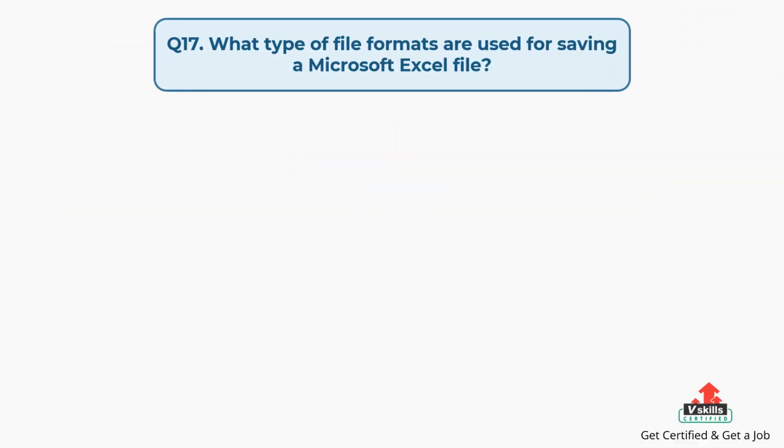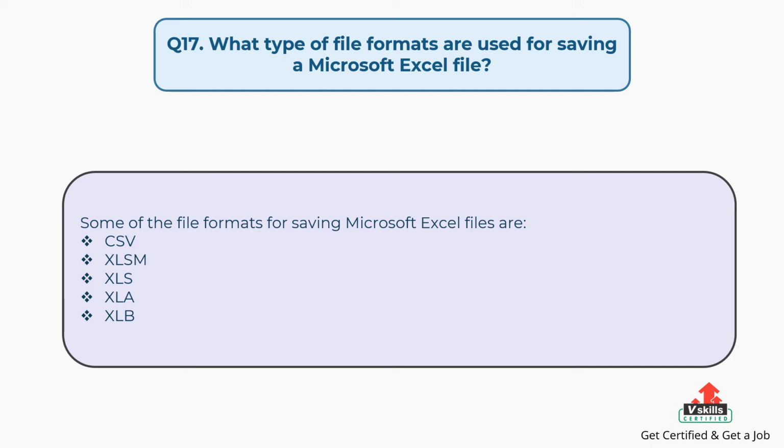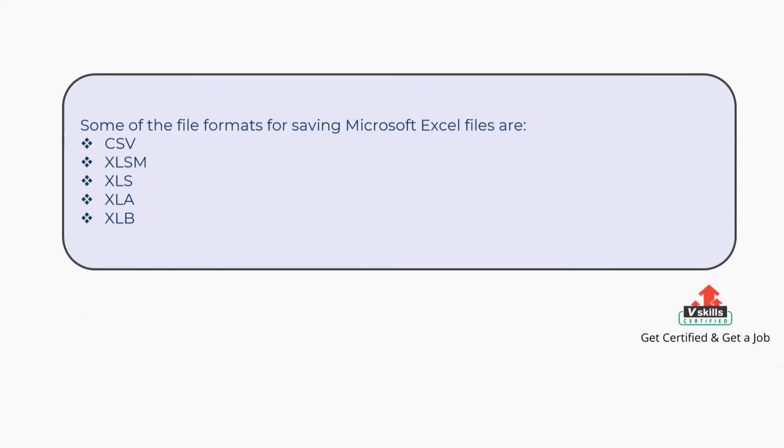Question number 17. What type of file formats are used for saving a Microsoft Excel file? The answer is: some of the file formats for saving Microsoft Excel files are CSV, XLSM, XLS, XLA, XLB.